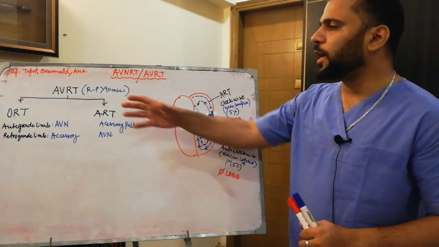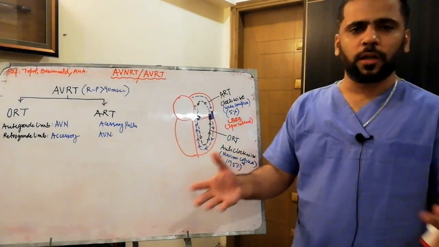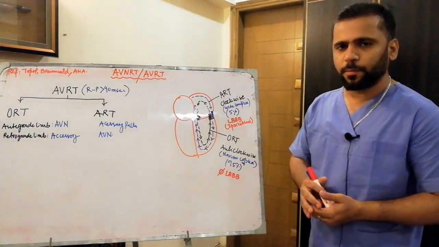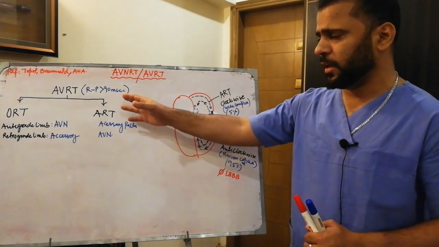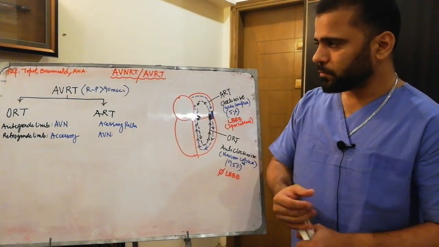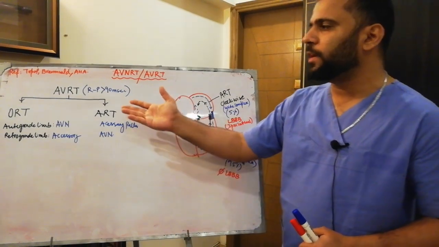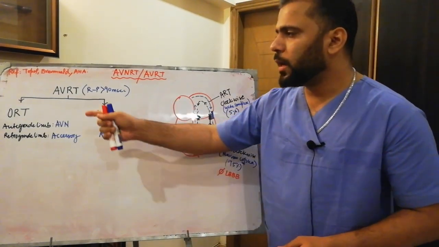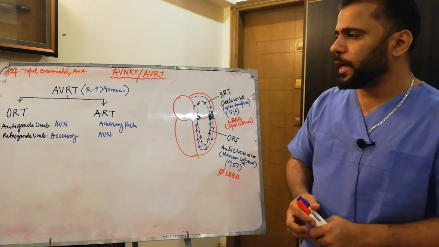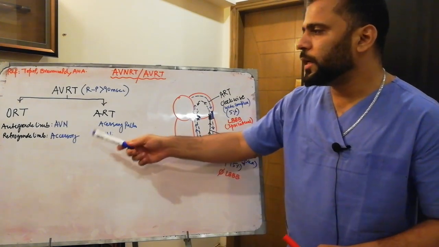Okay, so AVRT is a long RP tachycardia. There the RP segment should be more than 90 milliseconds. And there are two types of this AVRT. One is orthodromic, ORT, and the other is antidromic, ART. And the most common is ORT.